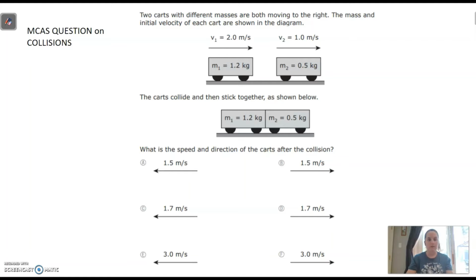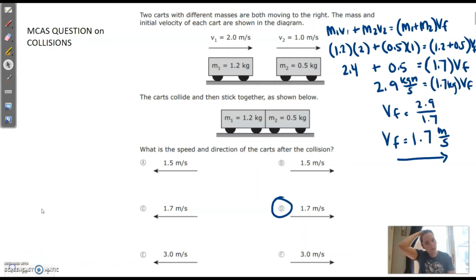Two carts with different masses are both moving to the right. The mass and initial velocity of each cart are shown in the diagram. So V1 has 2 meters per second of velocity, and then they're different masses, and then V2, 1 meter per second, and M2 is 0.5 kilograms. The carts collide and then stick together as shown below. What is the speed and direction of the carts after the collision? All right, so if you use your inelastic collision equation, m1v1 plus m2v2 is equal to the masses combined times the final velocity, you should get a final velocity of 1.7 meters per second to the right.